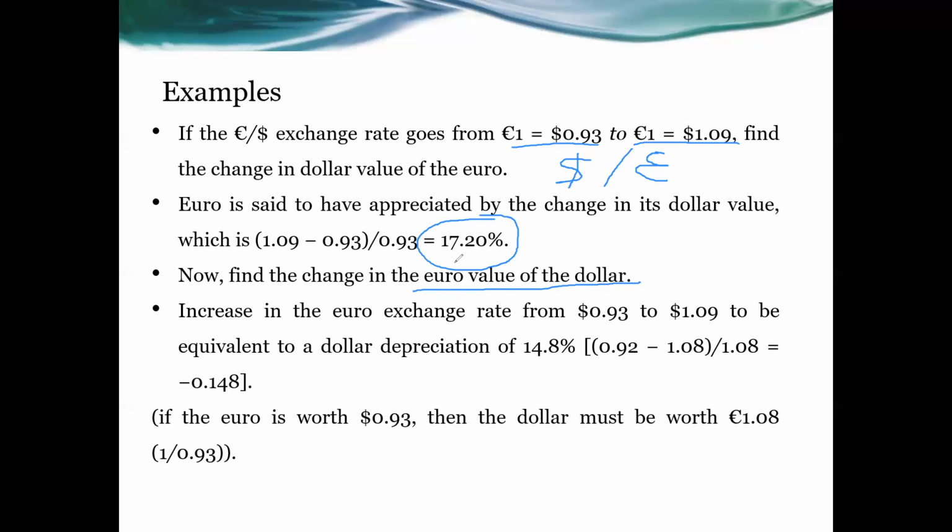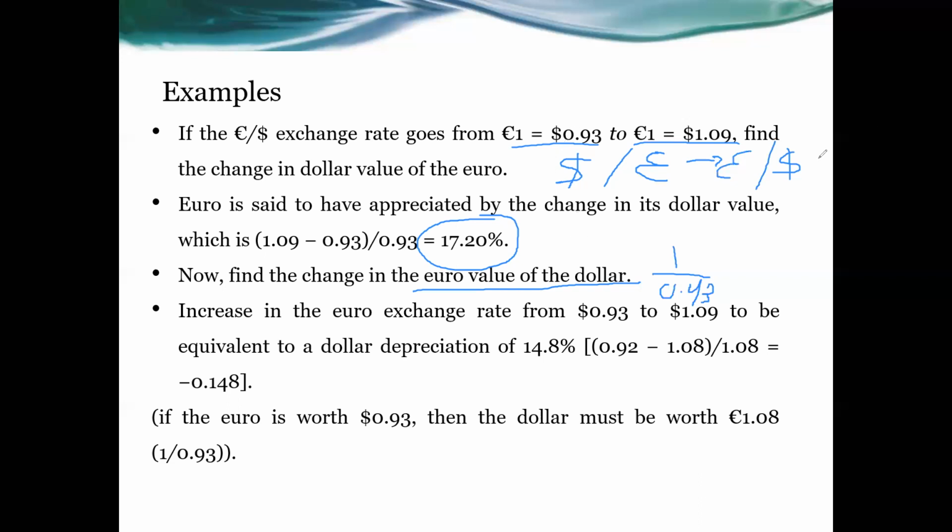Now the other way around. If this is a direct quotation, now you are getting an indirect quotation. So how to do it? You have to divide 1 by 0.93. The same exchange rate. Earlier it was per euro to dollar. Now you have to convert it as per dollar to euro.